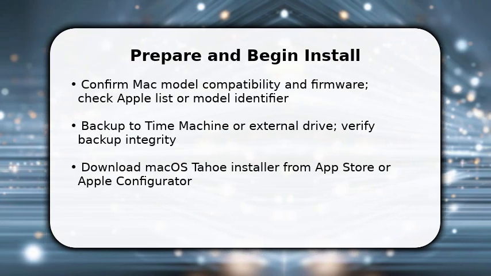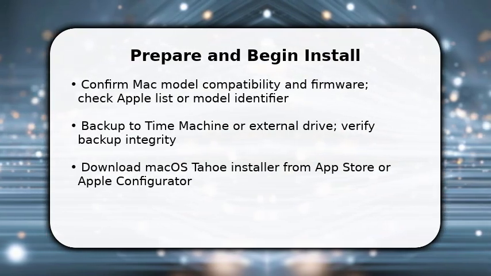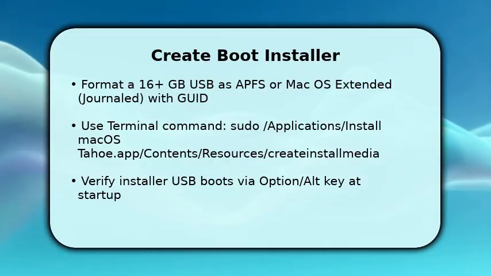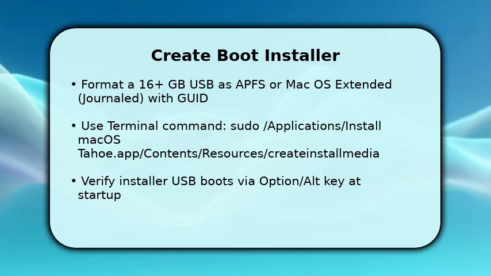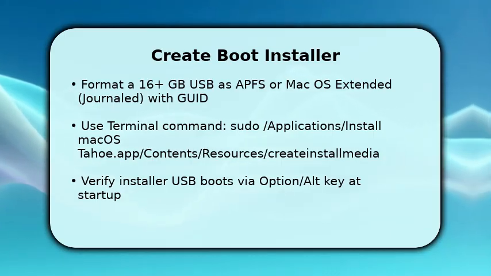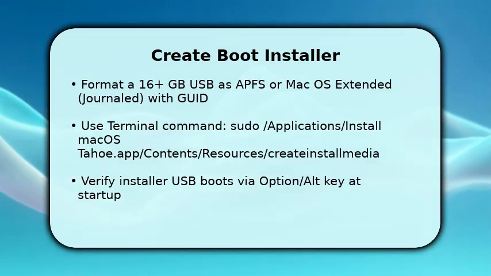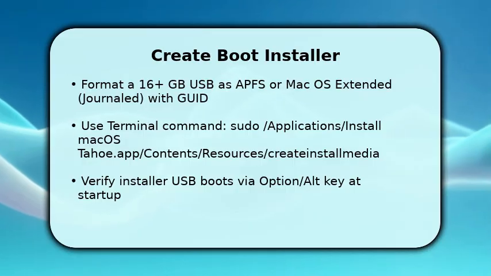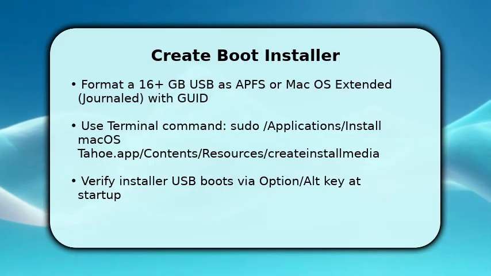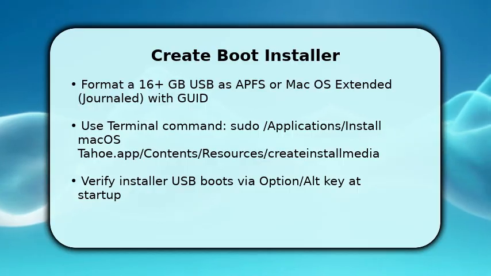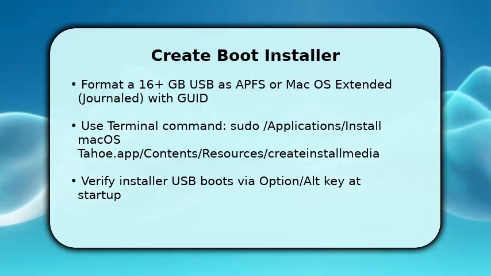You now create a bootable installer so you can perform a clean install or upgrade reliably. First, format a 16+ GB USB drive with GUID and appropriate file system. Use Disk Utility. Then run the Create Install Media Terminal command from the installer app. Enter your admin password when prompted. Once the process finishes, test the USB by rebooting while holding Option. Select the installer volume and confirm the Mac OS Utilities screen appears.